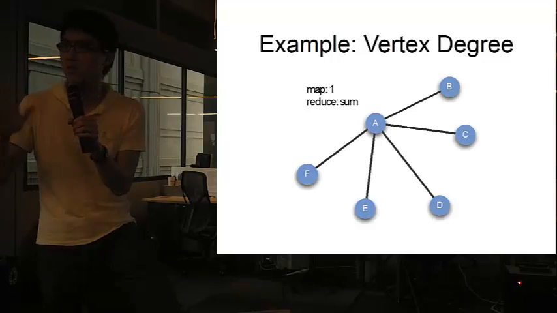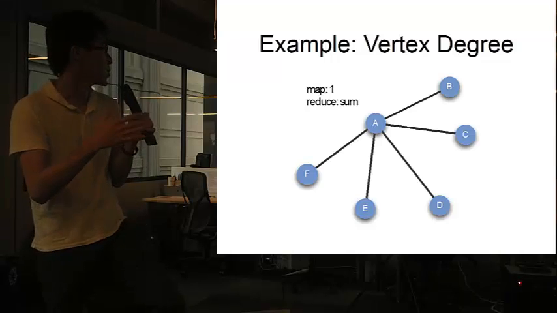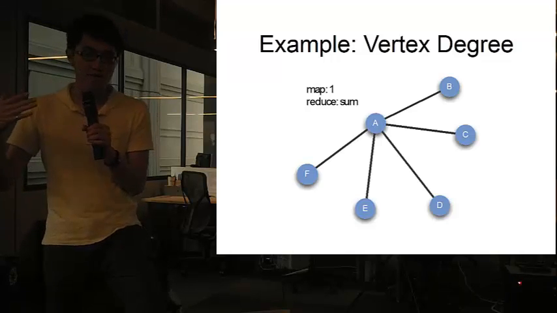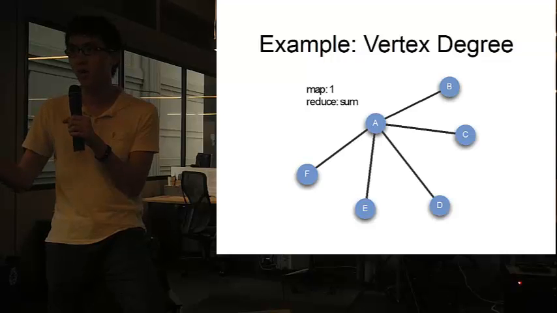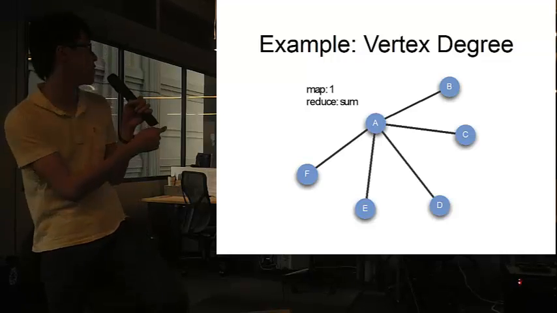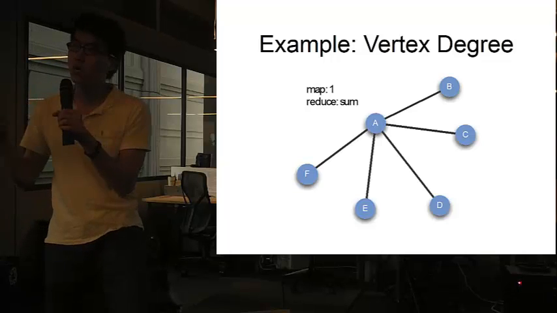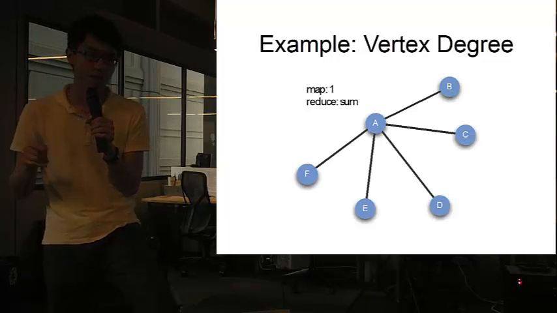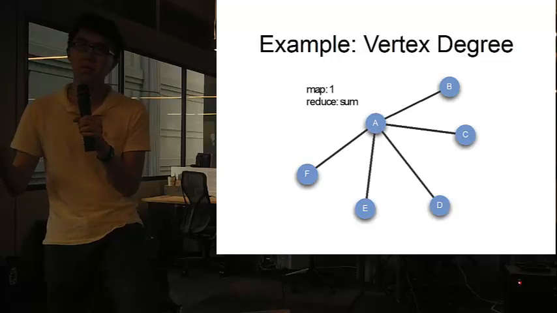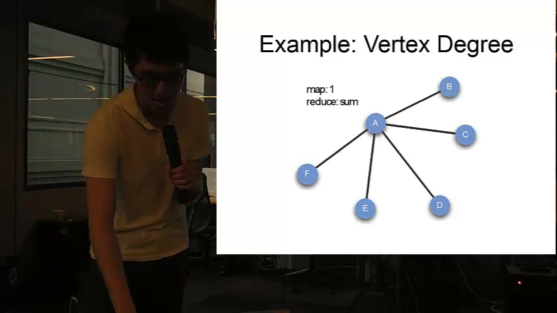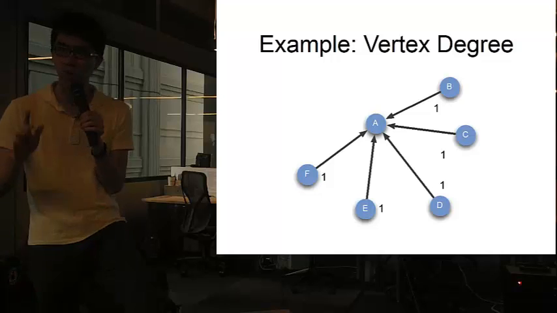And in this case, let's ignore directions for now. So the way I would count vertex degree for every single vertex in my graph can be easily expressed with aggregate neighbors by defining the map function as just always returning the number 1. And the reduce function is simply a sum.